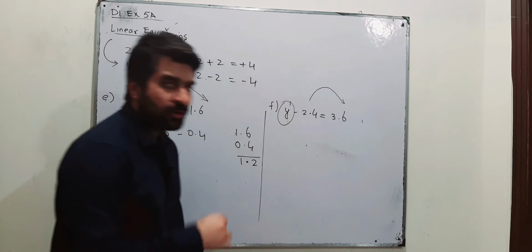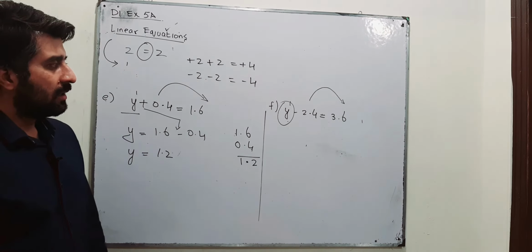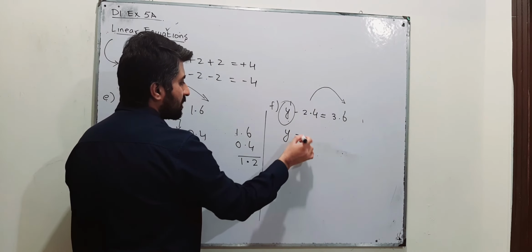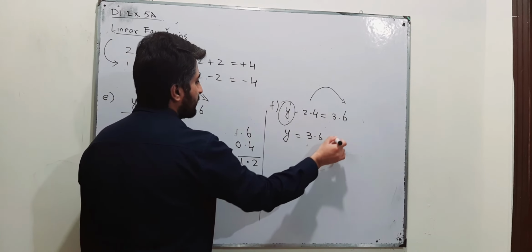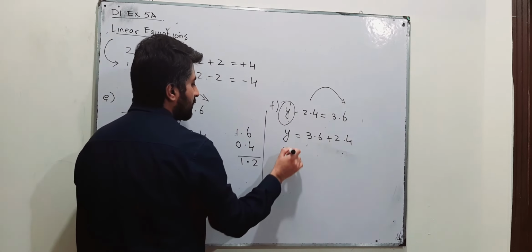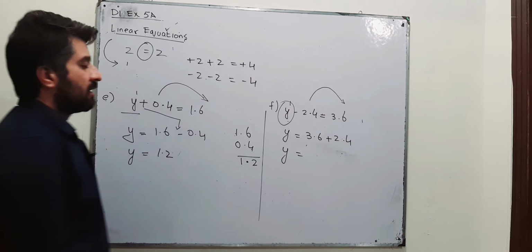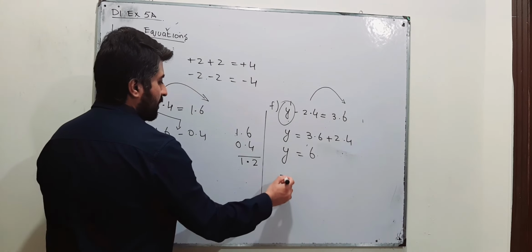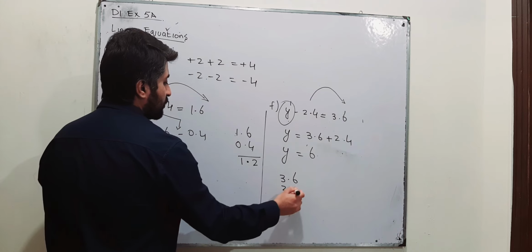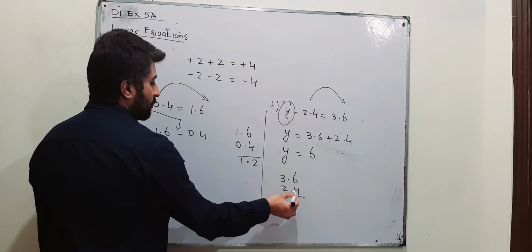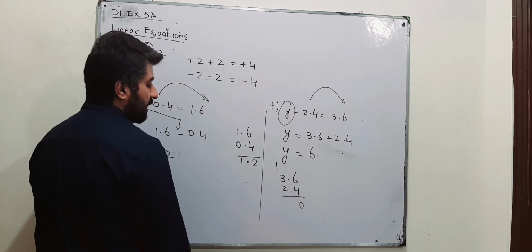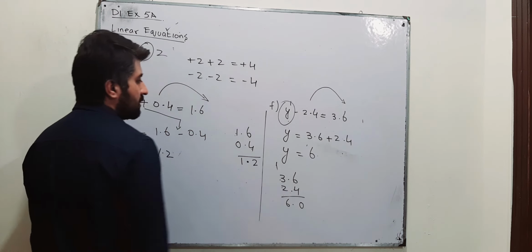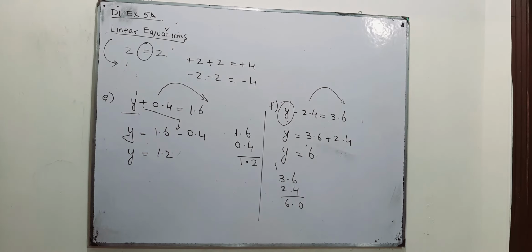Move minus 2.4 on the other side of the equation and you will change the sign. This negative will turn into positive when you move this on the other side of the equation. What will be the result? That is 6. How? 3.6 plus 2.4, 6 plus 4, 10, 1 will be carried over here, 3 plus 2, 5 plus 1, 6.0, that is 6.